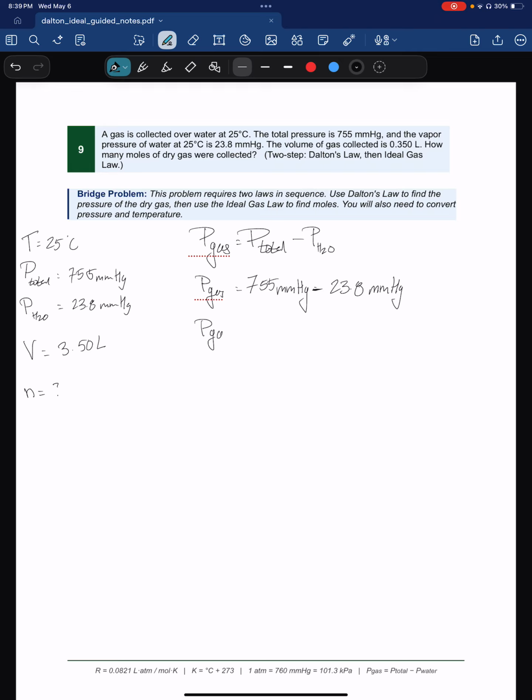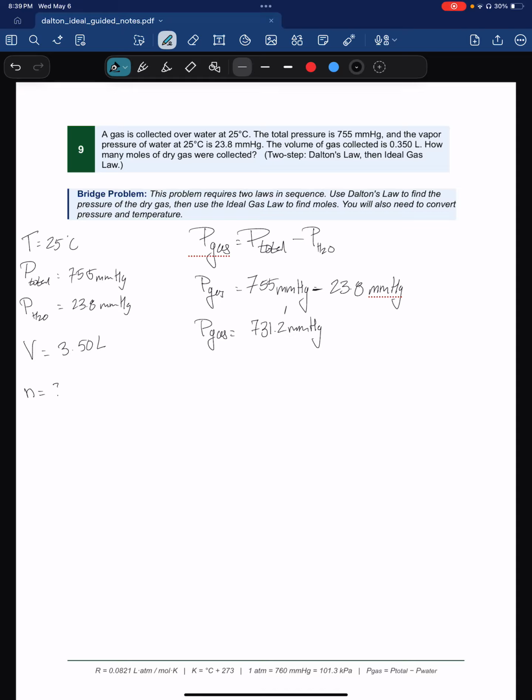So the pressure of the gas by itself is 731.2 millimeters of mercury. Remember that this 2 is not technically significant, but we're going to retain it for now because it could make a difference in our overall calculation. So we'll take significant figures at the end, but my pressure of my gas only has 3 sig figs.